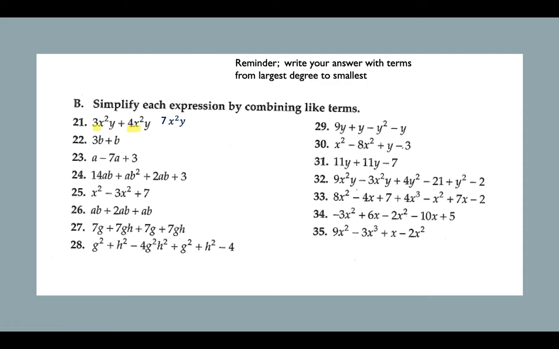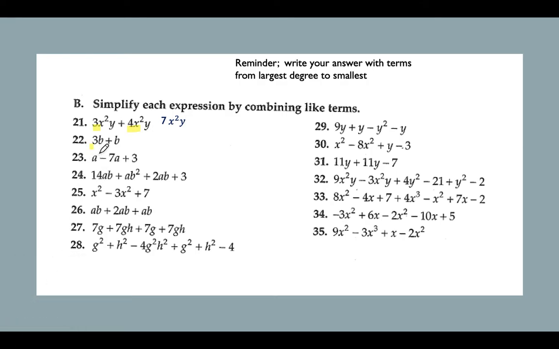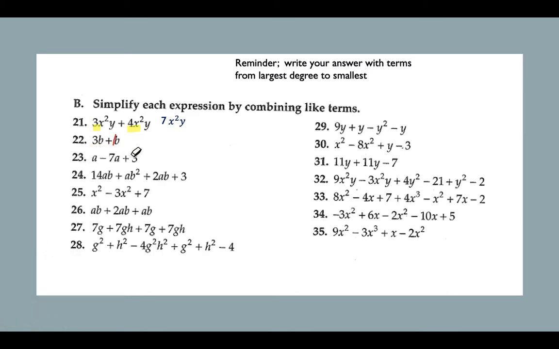Okay. Number 22, again, we're adding two terms. Your first term is 3b. Your second term, remember what that coefficient is? That coefficient is going to be 1. So your second term is 1b. Now, if you look at this, both of these terms are like terms because they have the same variable to the same power. My variable is b, and they're both to the first power.